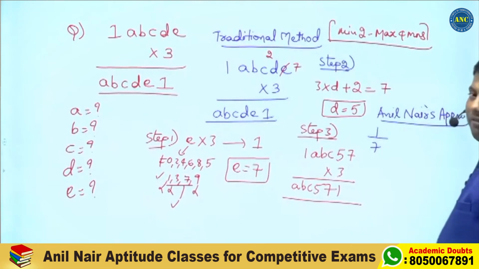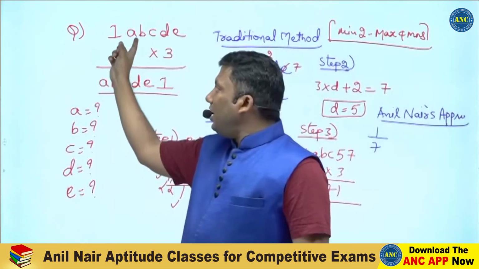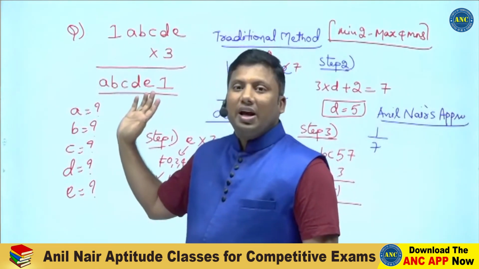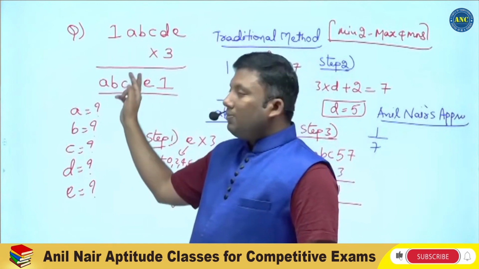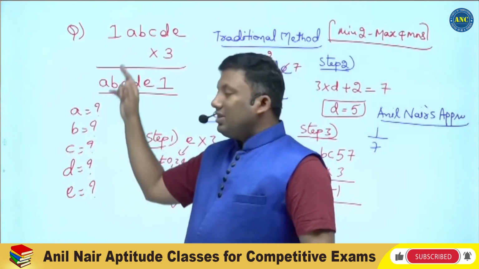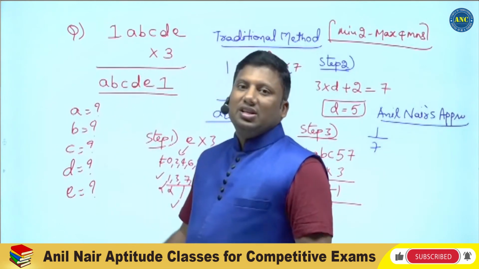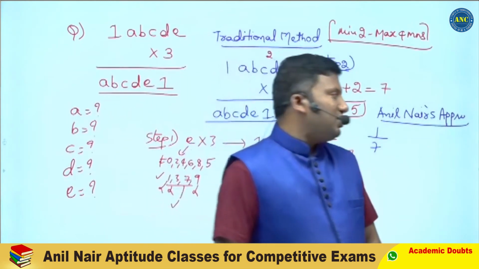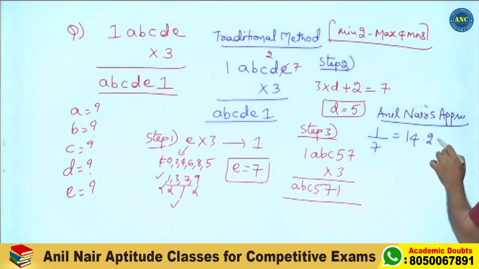Now if you observe the question, there is a 6-digit number, and the same 6-digit number is coming in the answer. Only the order in which the digits are there has shifted. Just now we discussed that 6 digits will get rotated in 1 by 7.